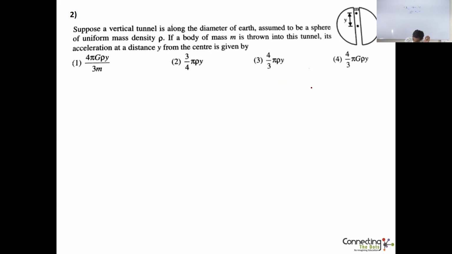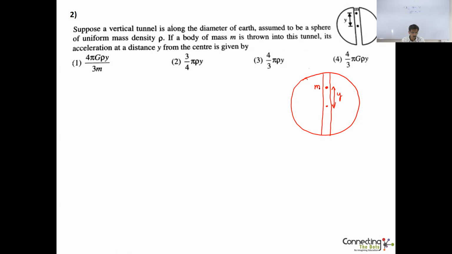Now, if I have to draw the picture again, this is Earth. And we have a tunnel which goes right through the middle. And there is a body here. We have thrown a body into the tunnel. And that body happens to be at a distance y from the center of Earth. And we are required to calculate the acceleration of that body when it is at a distance of y from the center of Earth.